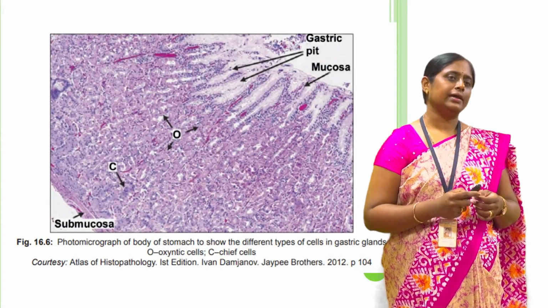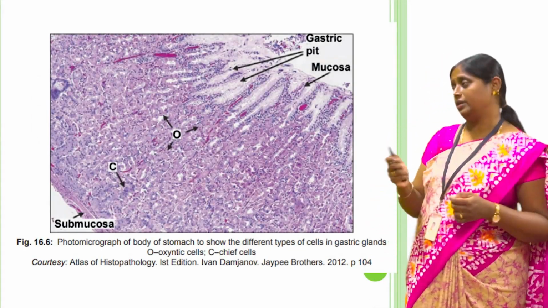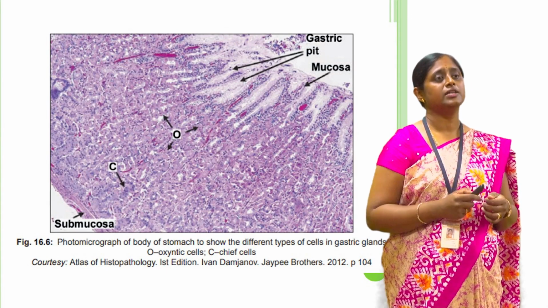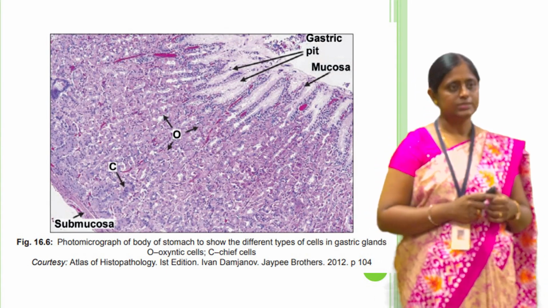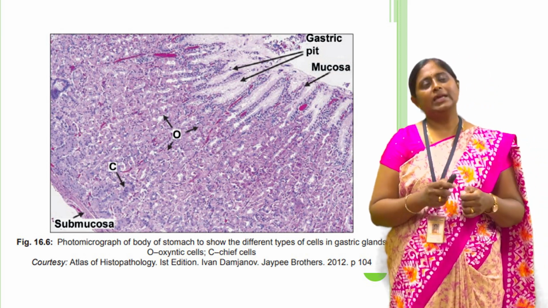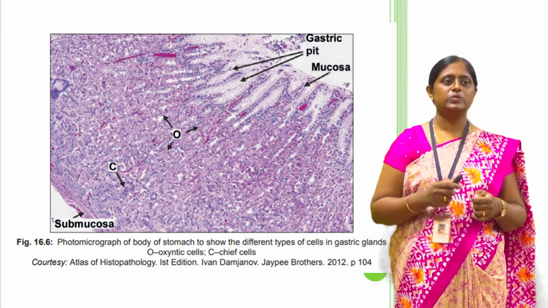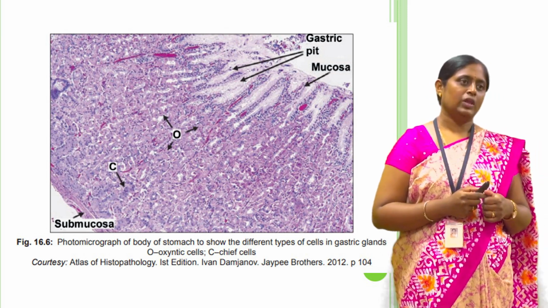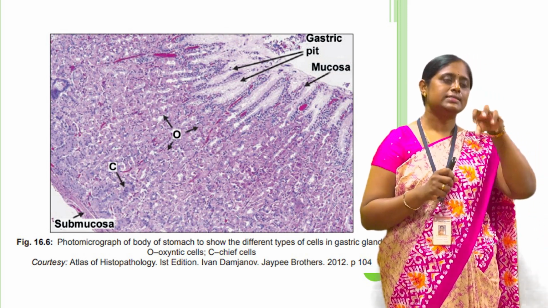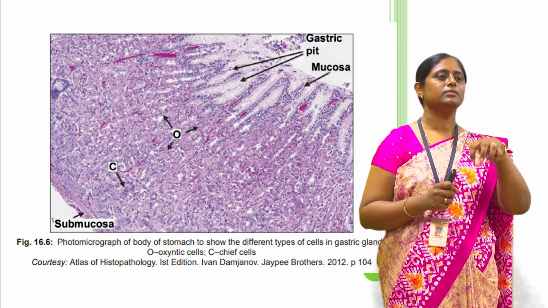This is the diagrammatic representation wherein we can identify the presence of chief cells as well as the oxyntic cells. Oxyntic cells are mainly present next to the gastric pits, whereas the chief cells are present near the submucosal lining. That is how the oxyntic cells are submerged inside the chief cells.